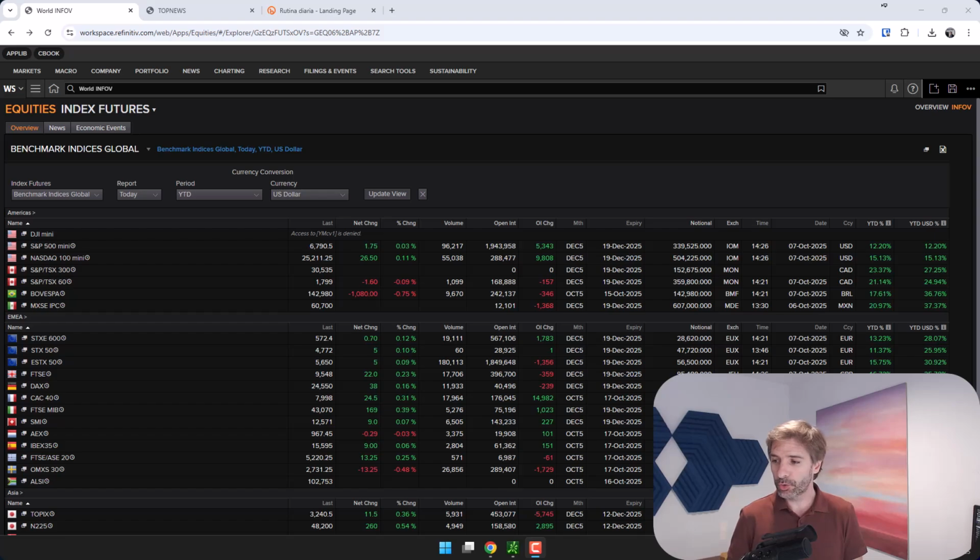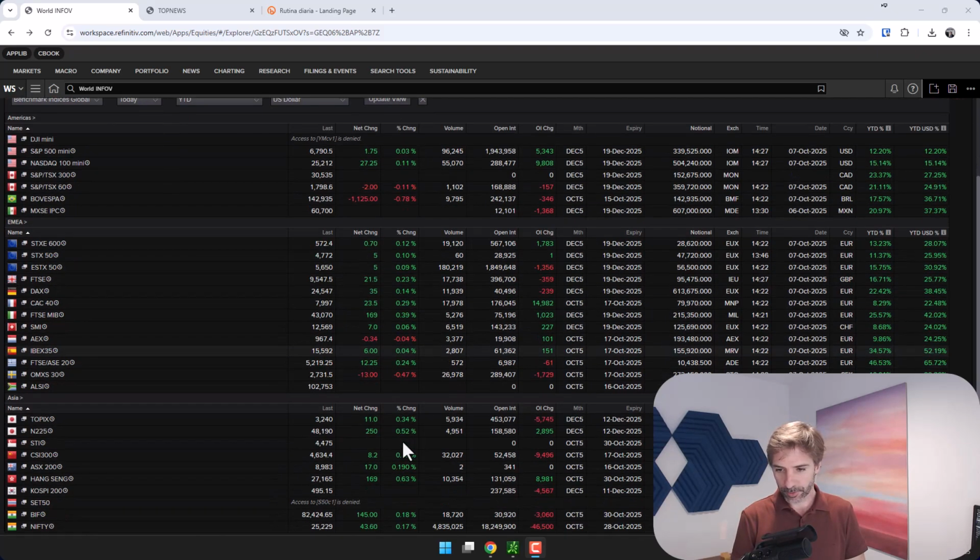This screen shows the main indexes around the world, equity indexes. These are the futures. If we focus on this column, it is the change of today. So Nasdaq and S&P 500 are about flat. In Europe, almost all positive, all of them except two, Greece and Sweden. And in Asia, we also have flat to positive during the day.